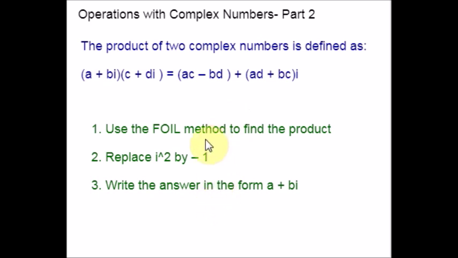First, you have to use the FOIL method to find the product. FOIL means the distributive property that we generally call. And one more step is you have to replace i squared by -1. This is an important step because only then you can identify the real numbers and imaginary numbers. That will help you to combine the like terms. Finally, you have to write your answer in the form of a plus bi. So it is very necessary to write your answer in the standard form.